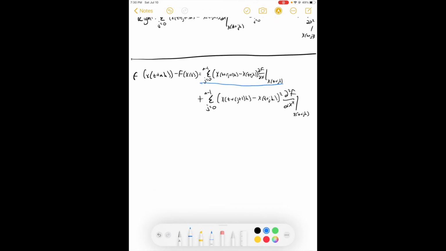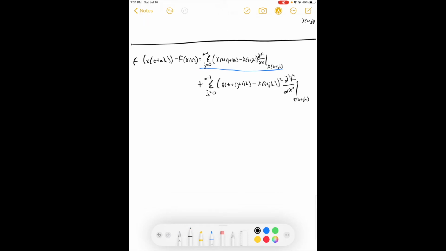Now let's take just this front part, and I'm going to change the notation a little bit. I'm writing the same thing, I'm just changing how we write about it to make it a little easier to work with. So this is the sum from j equals 0 to n minus 1 of x of t sub j plus 1 minus x of t sub j times the first derivative with respect to x, and evaluated at x of t sub j.